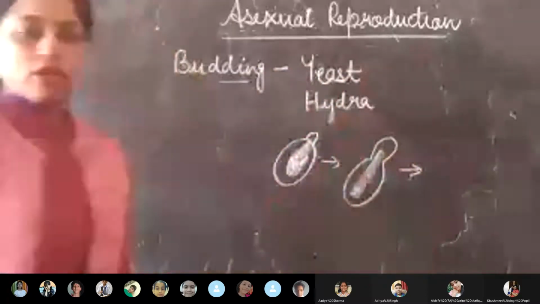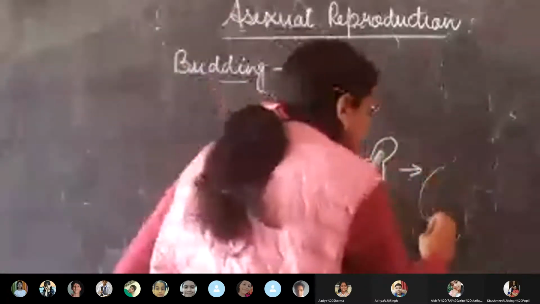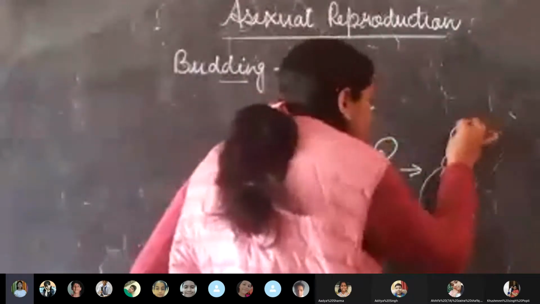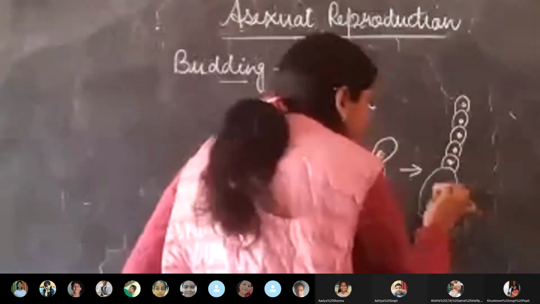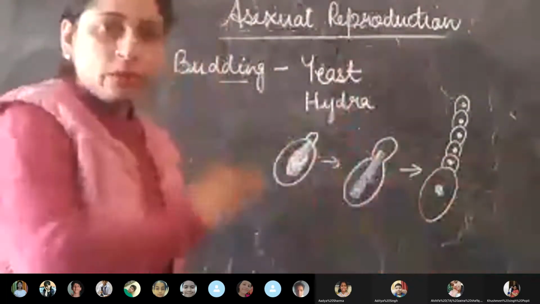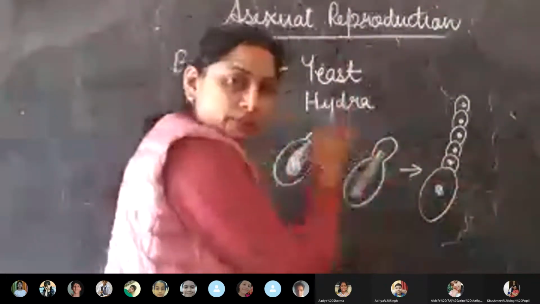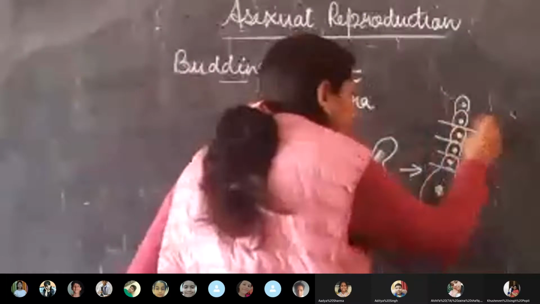Now, further what process takes place, that we see that this yeast cell develops a chain of buds. And these buds, they have their own nucleus. Later, when they get detached from the body of the original cell, they are all going to form a yeast colony, and this is what is referred to as budding in yeast cell. I hope this is clear to you.